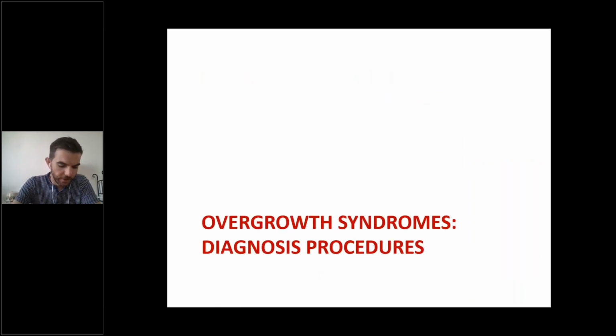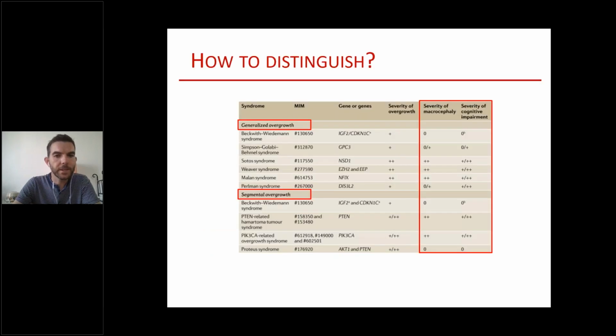So I will finish with the diagnosis procedures in the case of overgrowth syndromes, because the question is how to distinguish between those different conditions. So the first question is, does the patient present with generalized overgrowth? So you have the syndromes that are described here, or segmental overgrowth.